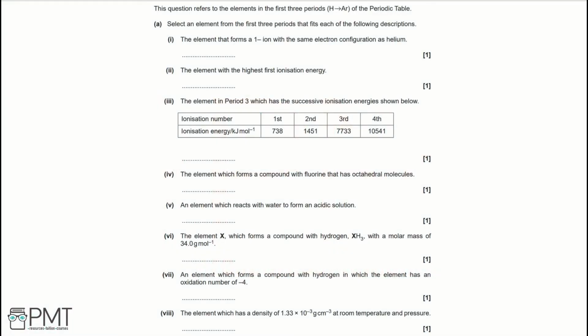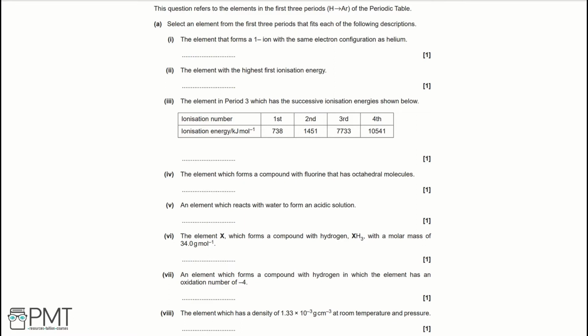This question refers to the elements in the first three periods, hydrogen to argon, of the periodic table. Part A. Select an element from the first three periods that fits each of the following descriptions. 1. The element that forms a 1- ion with the same electronic configuration as helium.